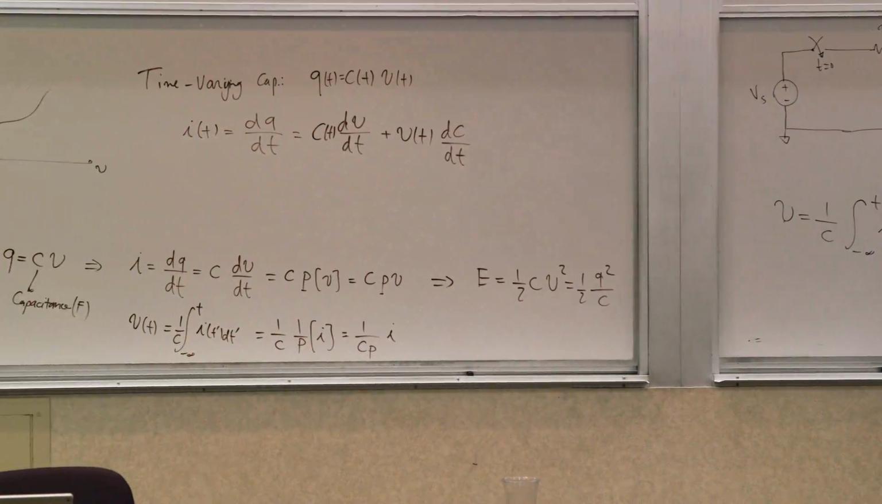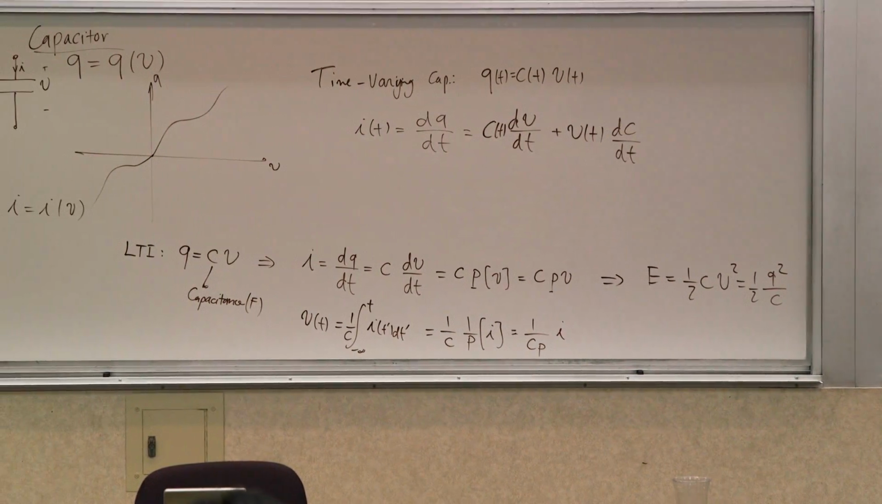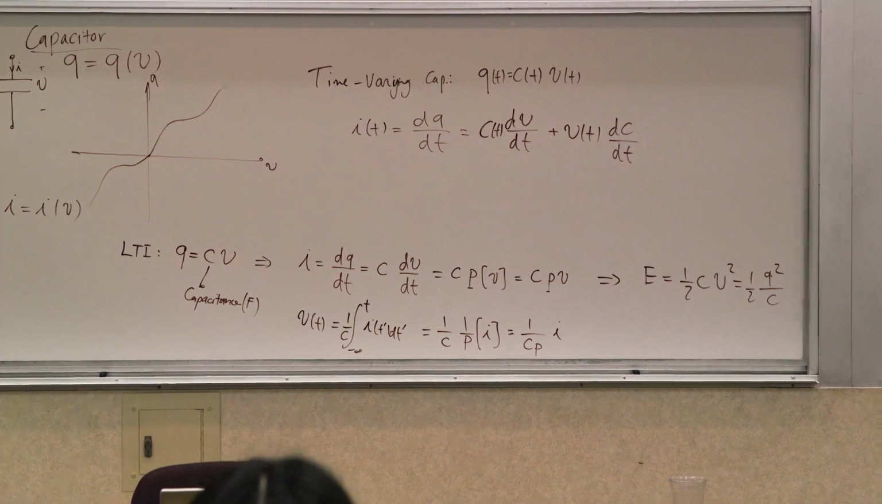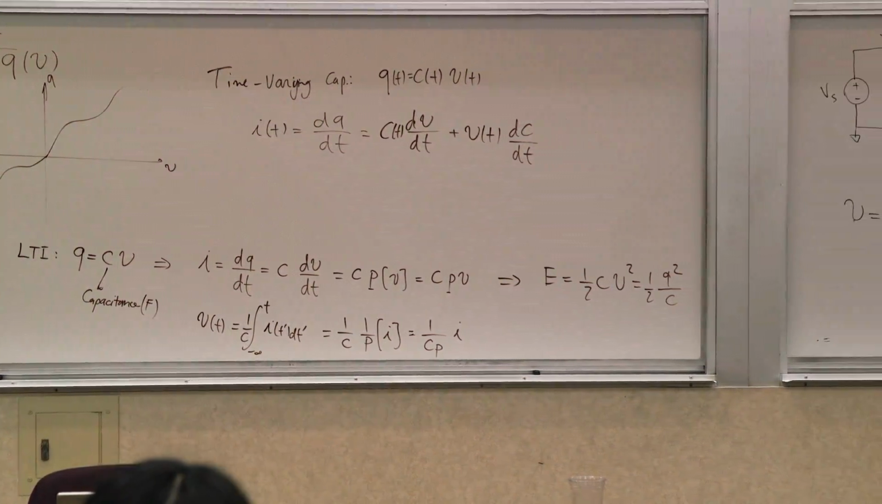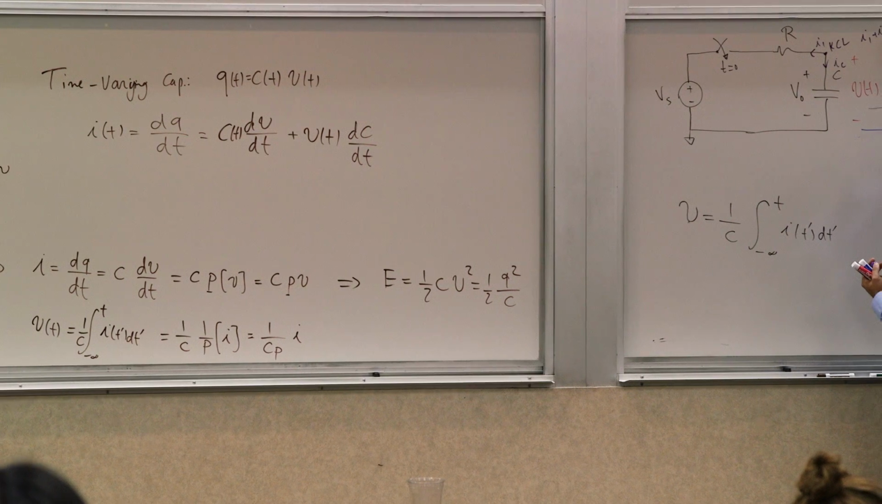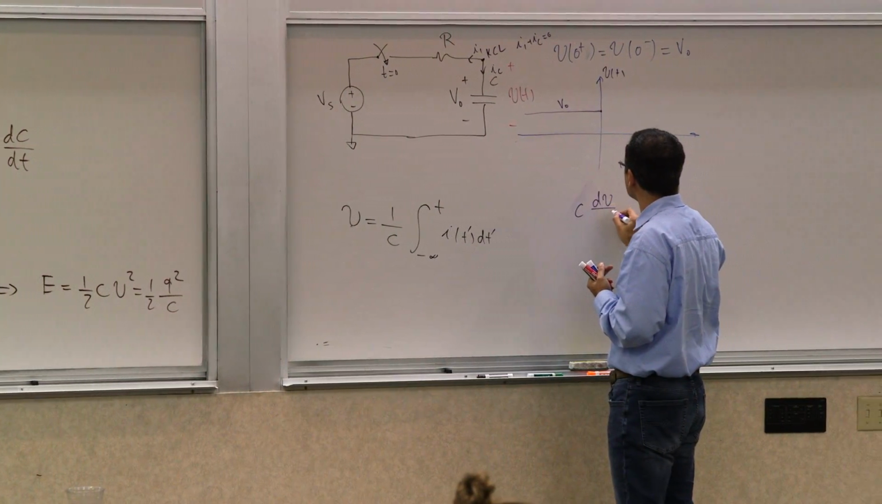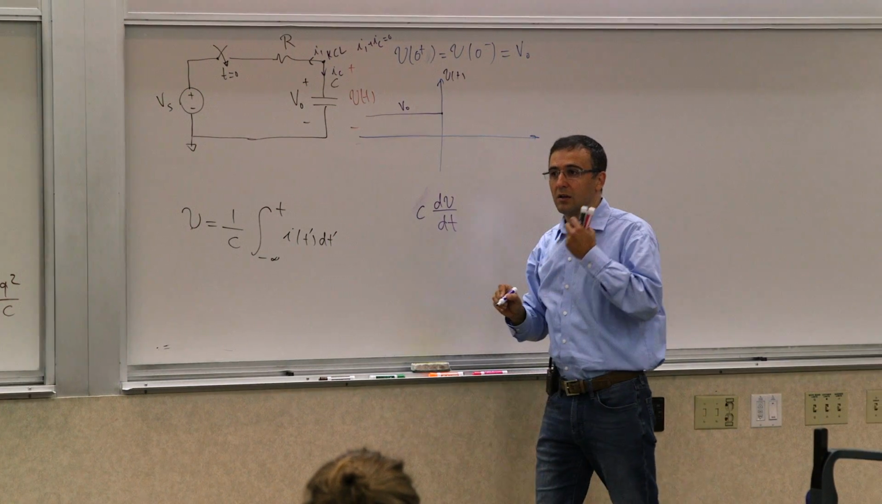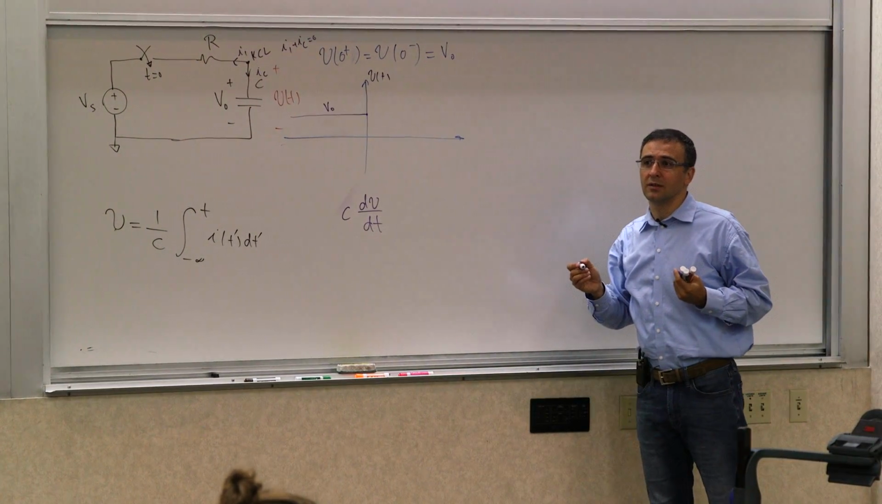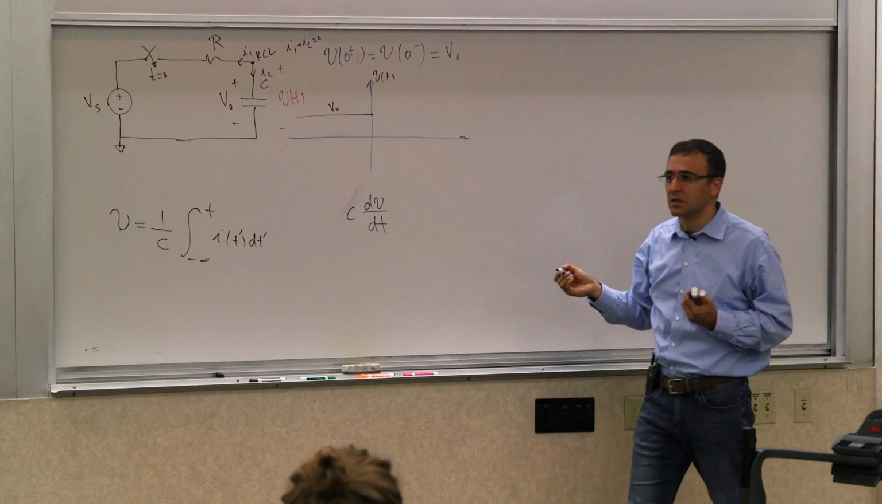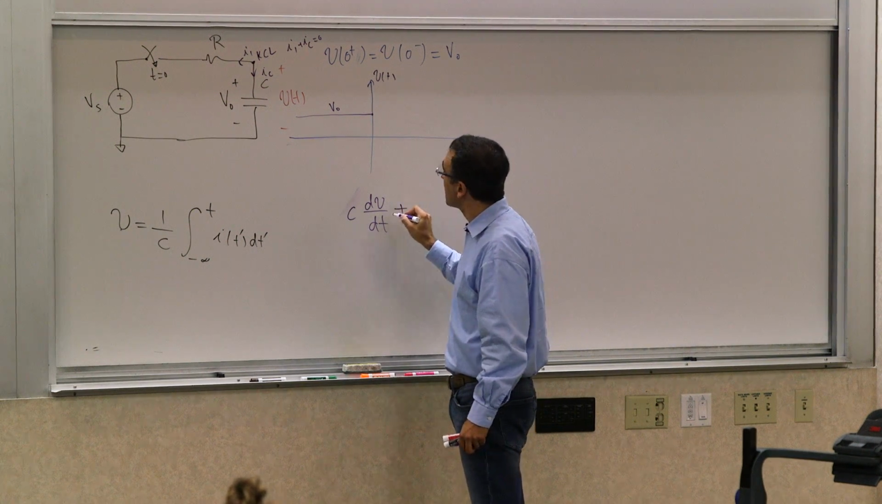So I'm saying that this current, let's call this IC, plus I1 are 0. So IC plus I1 is 0. I'm writing that IC is C dV/dt because of the capacitor, by definition. Plus this current.